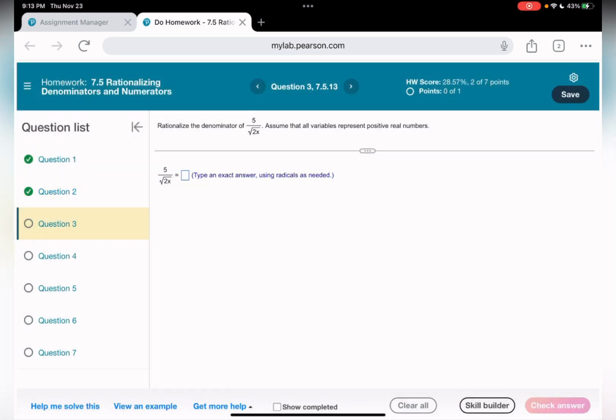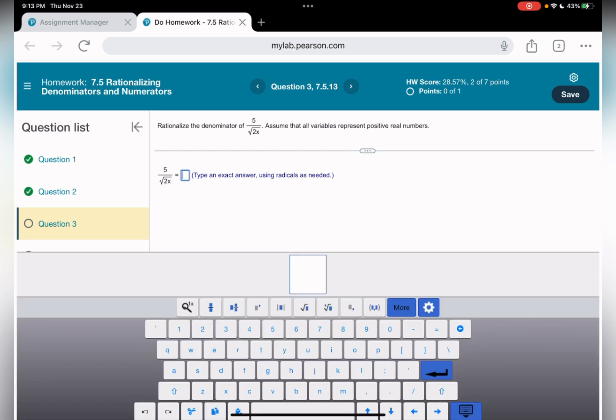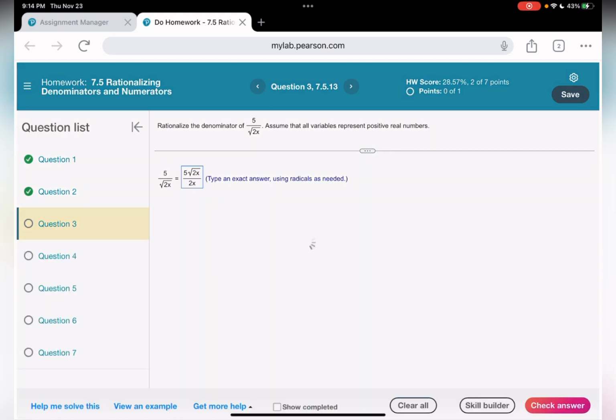Next question. 5 over square root of 2x. Well, we already know, right? So I'm going to multiply and divide by square root of 2x, which is going to give on the top 5 square root 2x, divided by 2x, right? Next one.